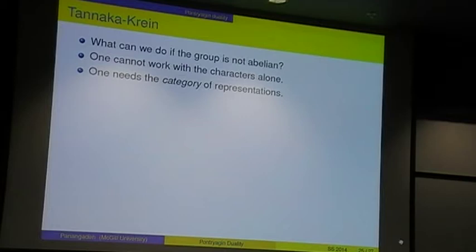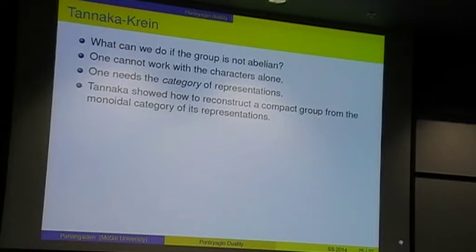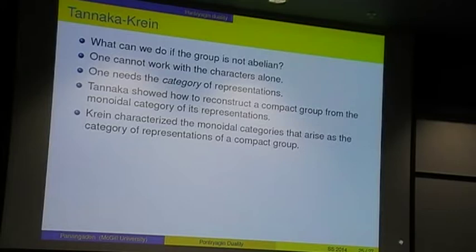So Tannaka showed how to reconstruct a compact group, not necessarily abelian, from the monoidal category of its representations. And the monoidal structure is absolutely crucial in this reconstruction. Now, you can look at one of these categories and wonder, did this actually arise as a category of representations of some group or not? And Krein answered that question. He characterized the monoidal categories that arise as a category of representations of a compact group. So between them, they really gave essentially a very nice duality theory.